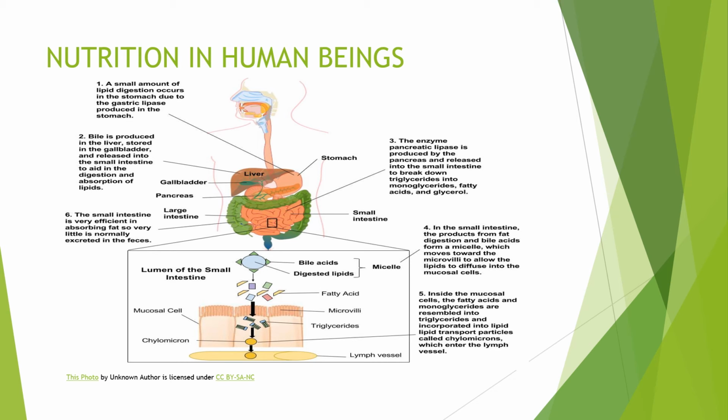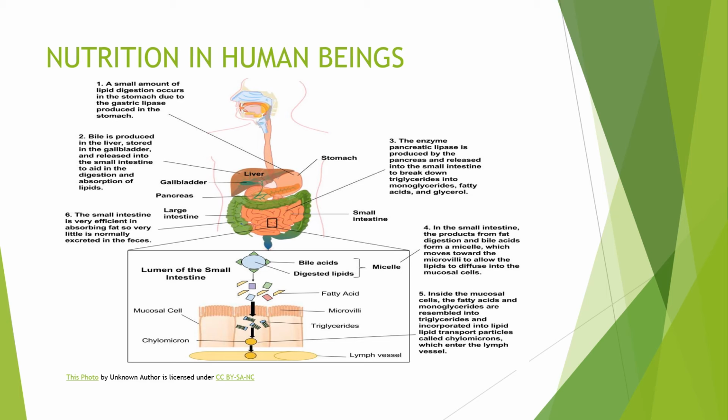Here is again a picture of the digestive system. You can see that a small amount of lipid digestion occurs in the stomach due to the gastric lipase produced in the stomach, and bile is produced in the liver, stored in the gallbladder, and when it is released into the small intestine it helps in the digestion and absorption of lipids. Then third, the enzyme pancreatic lipase is produced by the pancreas and released into the small intestine to break down triglycerides into monoglycerides, fatty acids and glycerol.